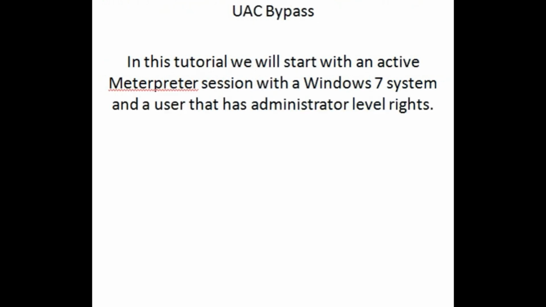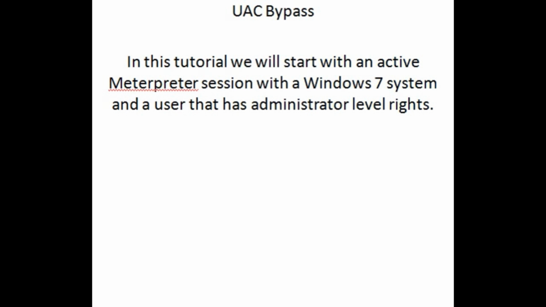UAC bypass. In this tutorial, we will start with an active Metasploit session with a Windows 7 system and a user that has administrator level rights. At first, number 1, we want to background the session. Then if we run the sessions command, we see that the only open Metasploit session is session 1.